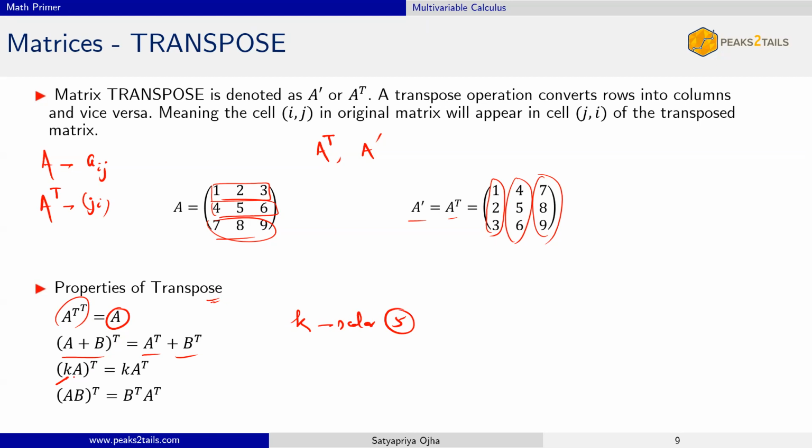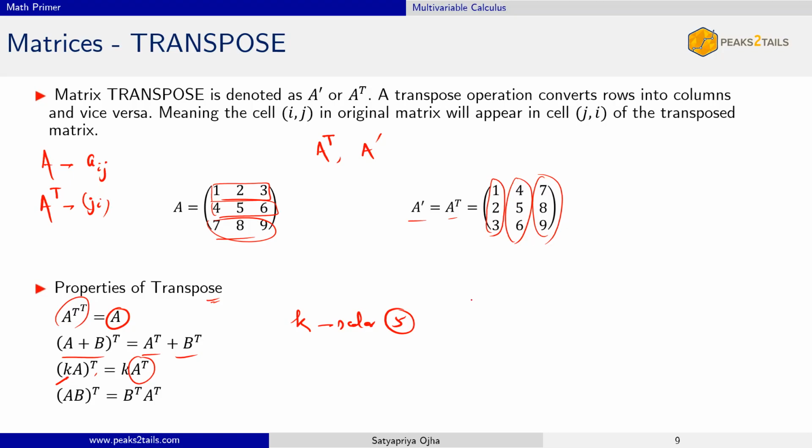Multiply that with the matrix. By the way, if you multiply a scalar with a matrix, it gets multiplied to all the elements. So if you want to multiply 2 with the matrix, it will double all the entries. Then you take the whole transpose. That's like you can take the K outside. Just do the transpose of the original matrix, multiply K afterwards. Same thing. All right. So just as in the case of differentiation and integration, K comes out. In the case of transpose also, K comes out.